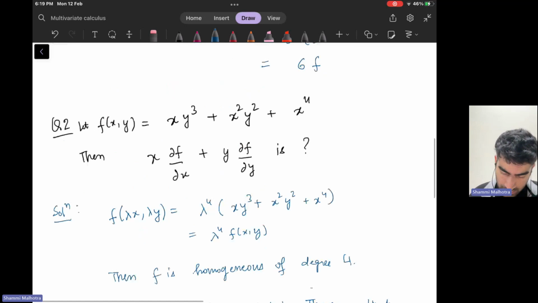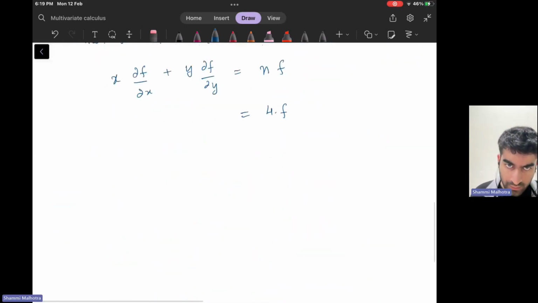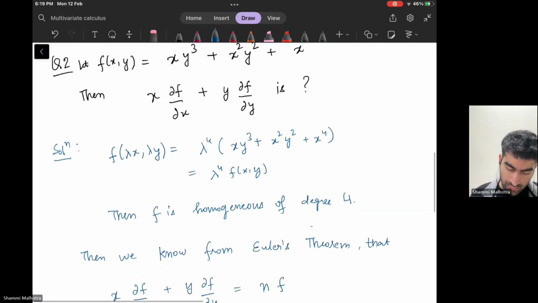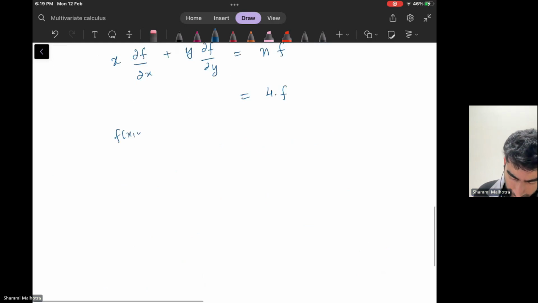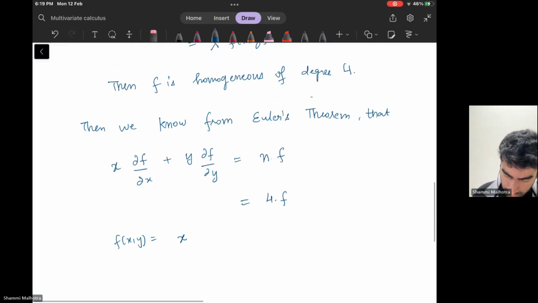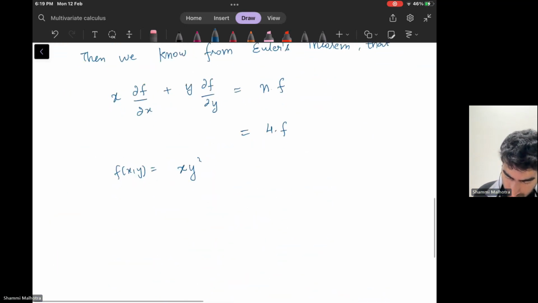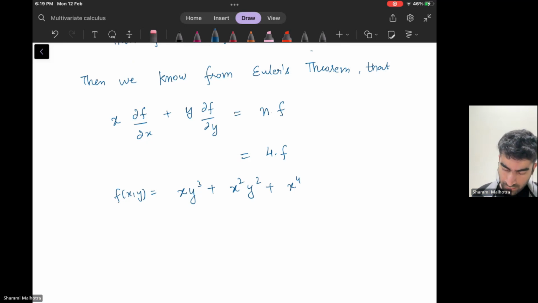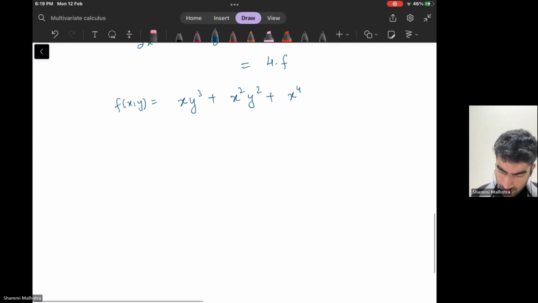So let us see. The function was given as x y cube plus x square y square plus x raised to power 4. So let us evaluate directly this expression.